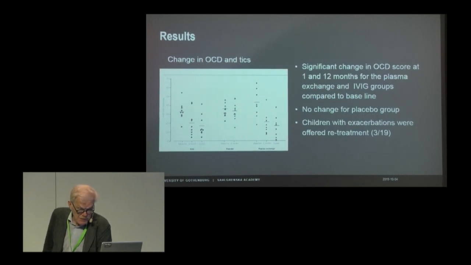But you have to be reminded also that children with exacerbations were offered retreatment, and 3 of the 19 got retreatment. So it's not exactly a follow-up of the natural course when you give immunoglobulins once.